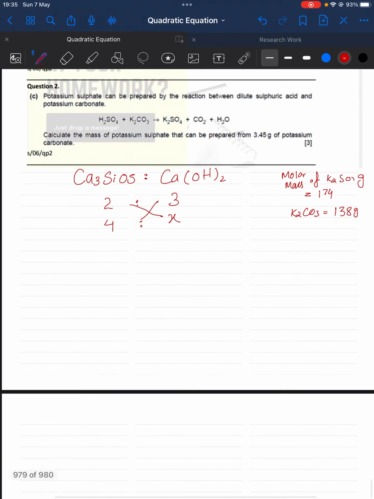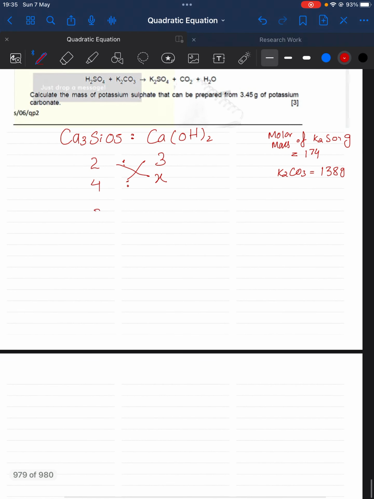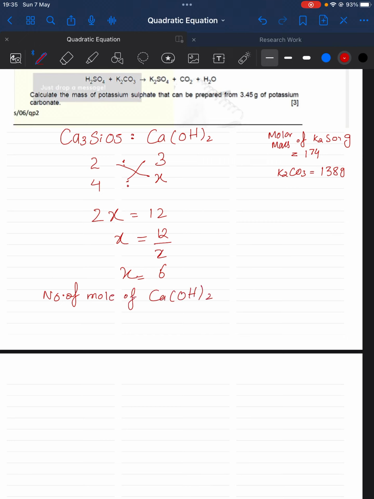Now we cross multiply. It will be 2x is equal to 12. So x will be equal to 12 divided by 2. So x will be equal to 6. So the number of moles of calcium hydroxide is 6. Now we have 6 moles of calcium hydroxide. Now we have to find out its mass.